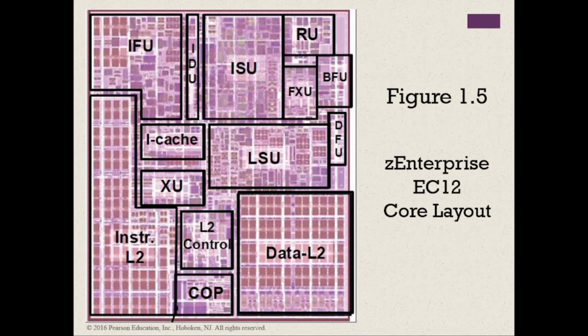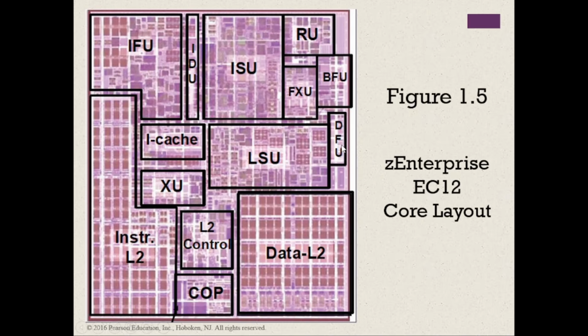Next we have the FXU, or the fixed point unit. The FXU executes fixed point arithmetic operations. And then next we have the BFU, or the binary floating point unit. The BFU handles all binary and hexadecimal floating point operations as well as fixed point multiplication operations. Next we have the DFU, or the decimal floating point unit.